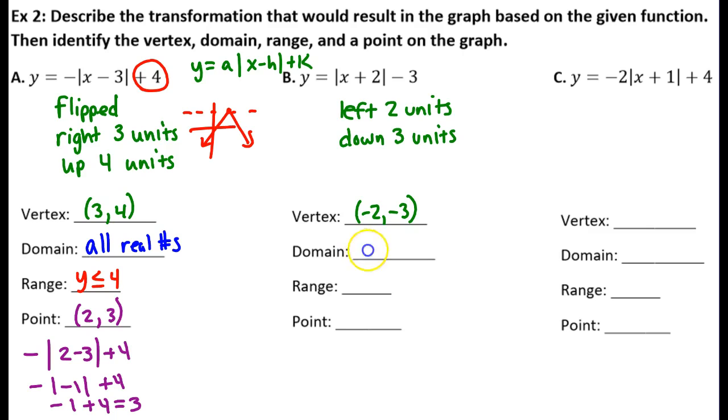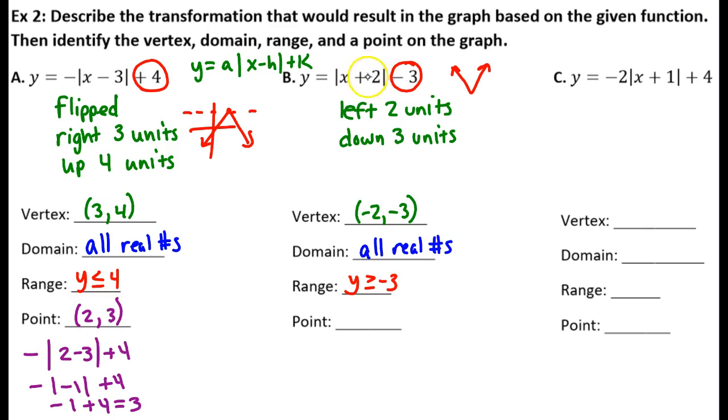My domain is all real numbers. Range, again, if you need to, think about the graph and what that looks like. Since A is positive, it is going to be pointing up. So all my y values are going to be greater than or equal to this value here at the end, which is negative 3.